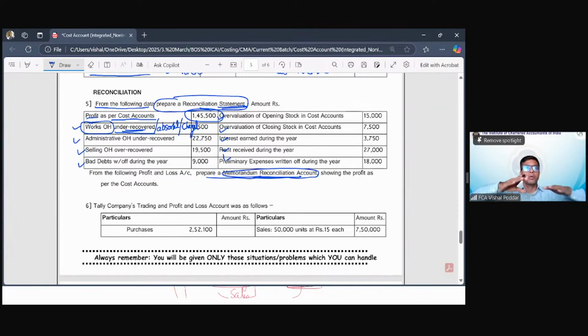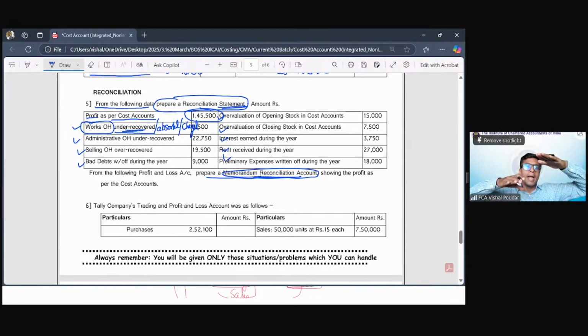Now comes the most important point. My hands are representing profits. Correct? Costing profit, P&L profit. Now please understand, when the transaction says that works overheads are undercharged, it means in costing, the amount of expense, because works overheads is an expense, is less. Undercharged means it is less. Now, if the expense in costing is less, what will be the impact on the costing profit? Obviously, it will be more. So be clear with this.